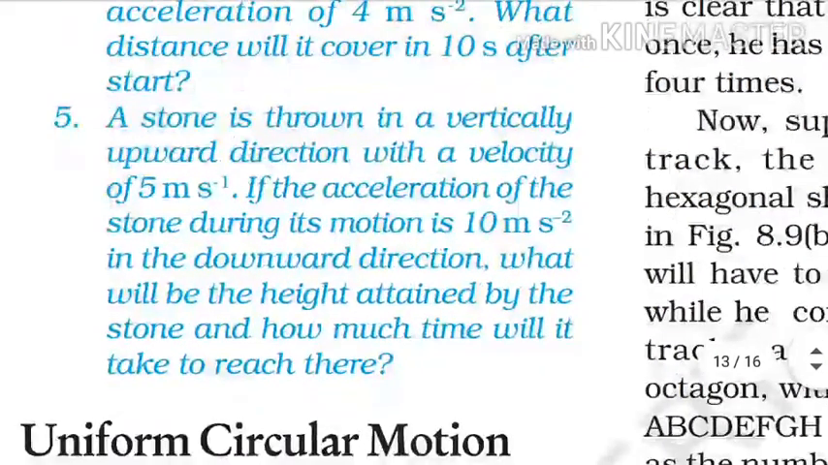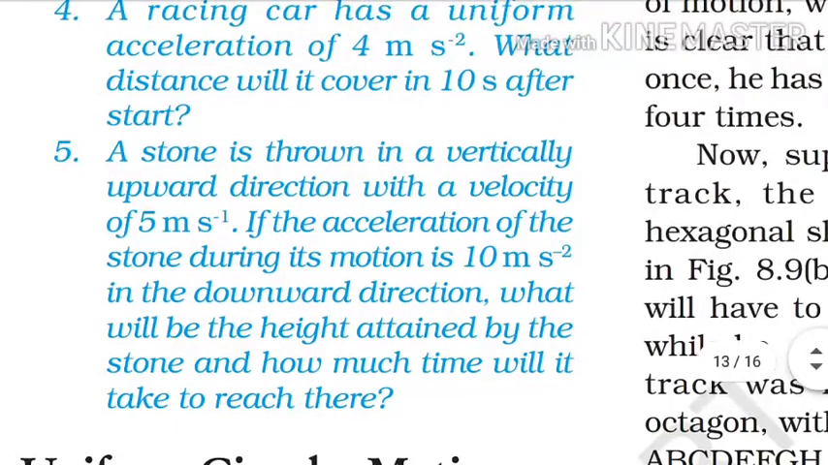Now come to the last question, that is the fifth question. A stone is thrown in a vertical upward direction with a speed of 5 meter per second. If the acceleration of the stone during its motion is 10 meter per second square in the downward direction, what will be the height attained by the stone and how much time will it take to reach there?